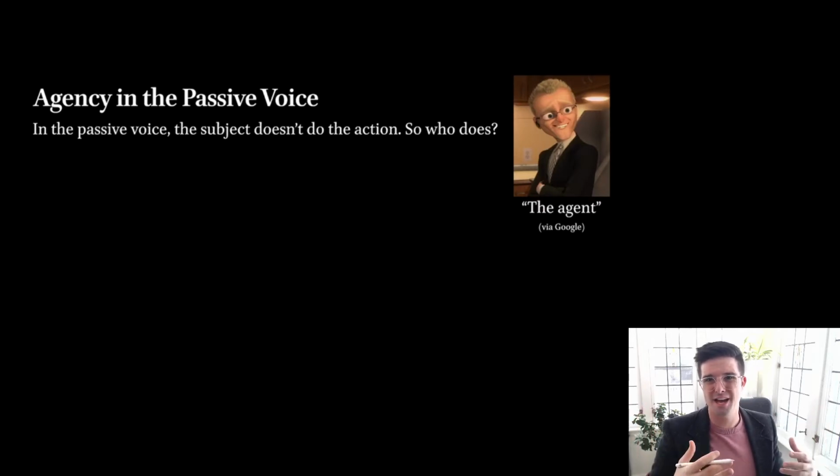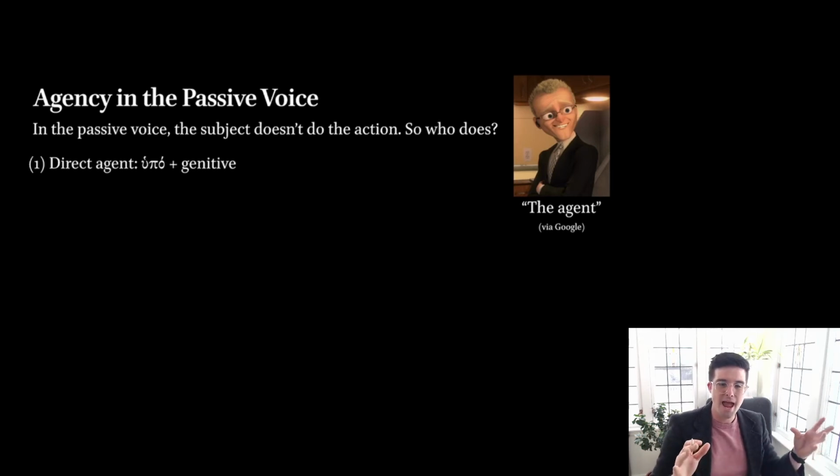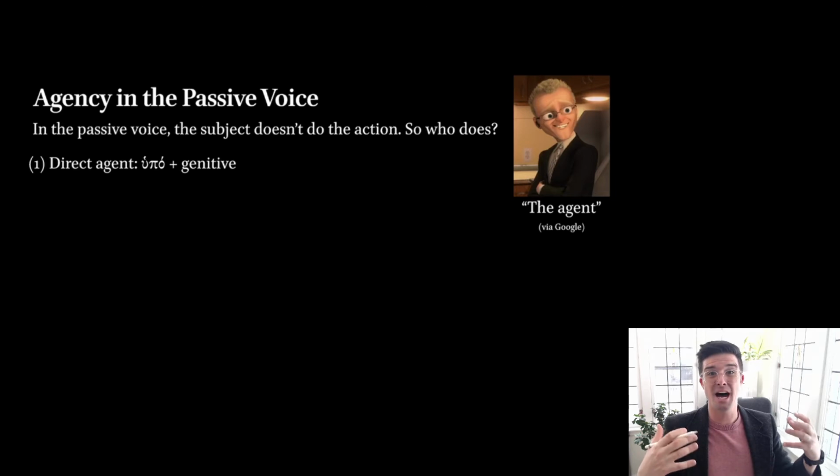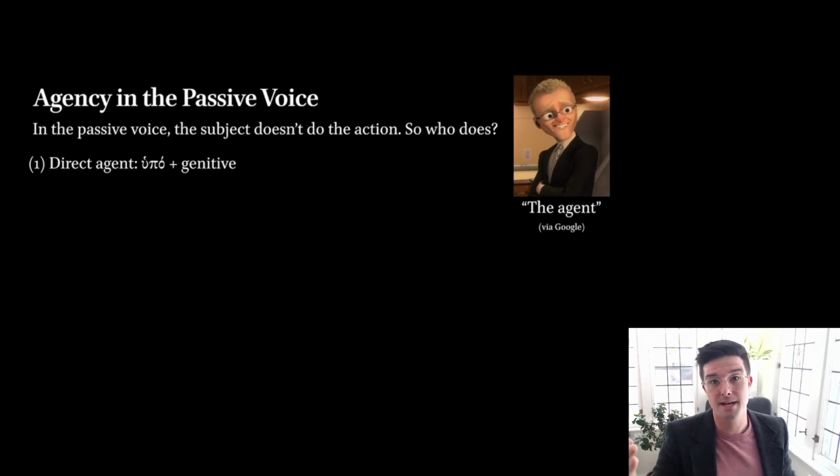And when you Google the agent, this is the image that comes up on Google Images, apparently from the Pixar movie Bolt. But the agent is the one that does the action of the passive verb. The subject in the nominative case is not who does the action of the passive verb. So in Greek, something else has to be in the sentence to indicate who is doing that action. And there are 4 different ways that Greek will indicate who is doing the action of a passive verb.